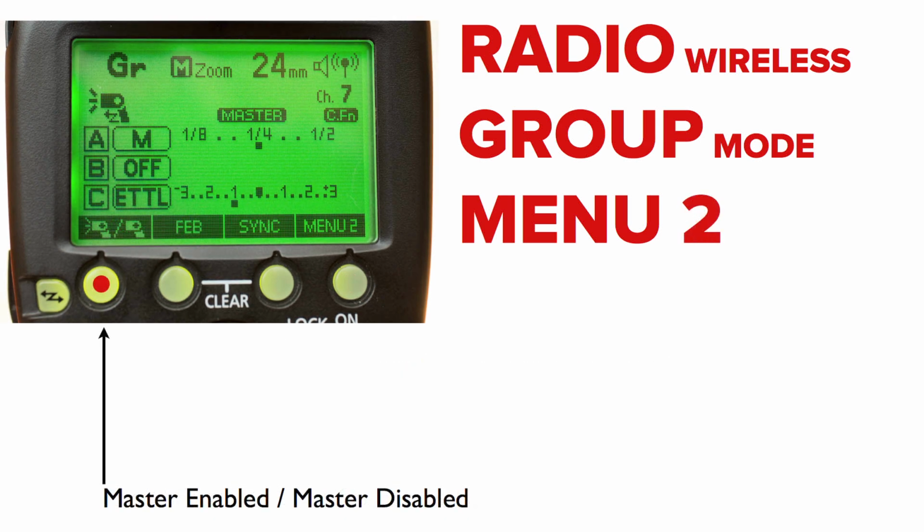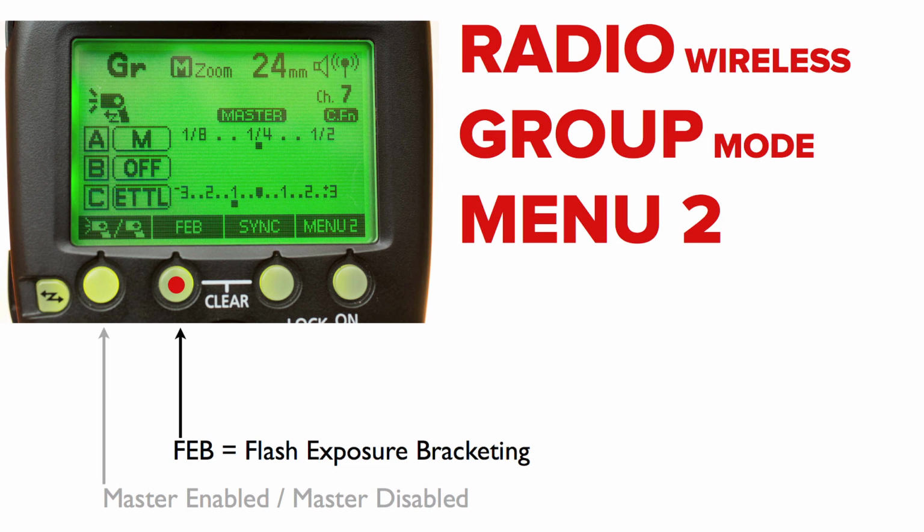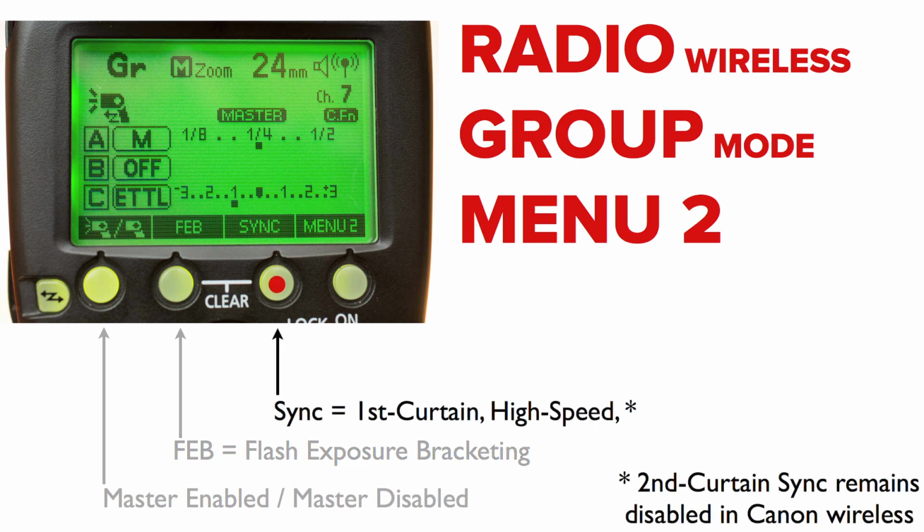Right? So we jump down to 2, and it's exactly what we saw before in terms of master enabled or disabled. Same consideration. If our master's in the hot shoe, do we want it to fire on-camera flash at our subjects or not? Number 2, flash exposure bracketing, jumping forward, sync. All right? We've got the same issue. We don't have second curtain sync in Canon wireless, even in group mode. So I've got first curtain sync, or I've got the all-important outdoors, bright sunlight, wide aperture, high-speed sync.